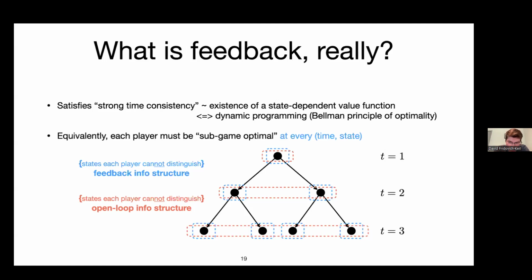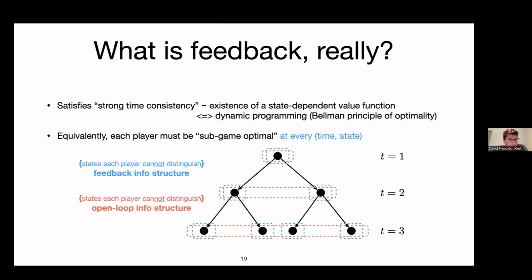Look at the blue boxes. These specify a feedback information structure. What they're saying is that at time 1, both players see the blue box, and they know there's only one state in there. At time two, they know that they're going to be in one of those two blue boxes. Let's say it happens to be the one on the left, there's only a single state in there, and they'll play as though they know exactly what that state is at that time.